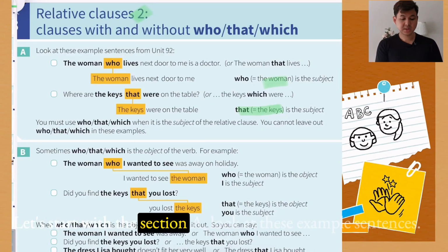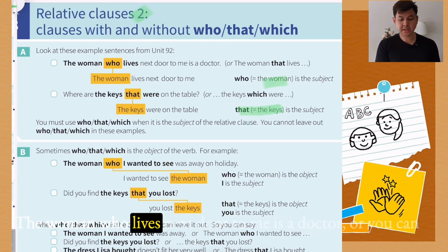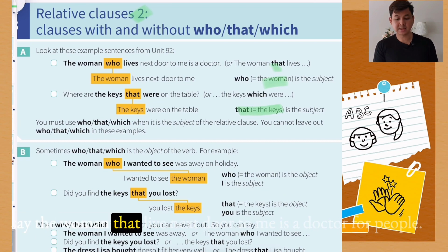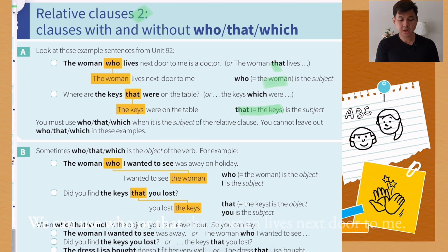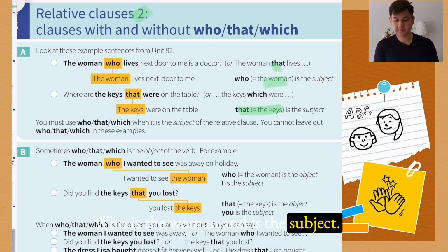Let's start with section A. Look at these example sentences. The woman who lives next door to me is a doctor. Or you can say, the woman that lives next door to me is a doctor. For people, we can use who or that. The woman lives next door to me. Who is the woman, and is the subject.